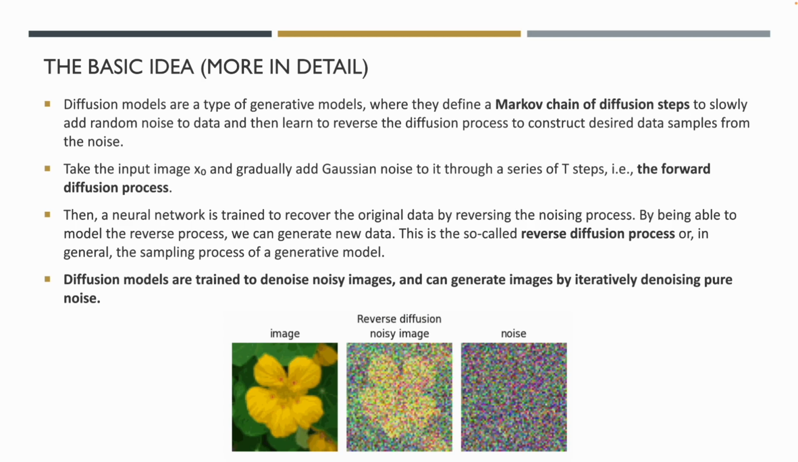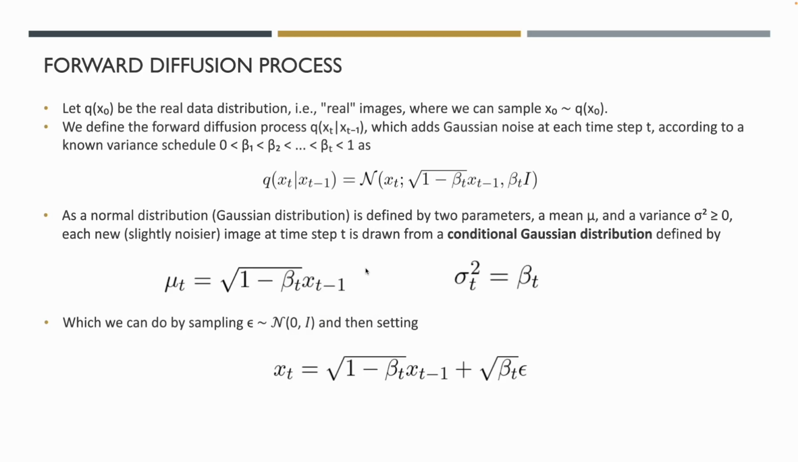Diffusion models are basically trained on noisy images, and therefore they can generate images by iteratively denoising pure noise. As we can see here in the animation, we have the original image and then we add more and more noise in the forward process, and we have then a simple noise of an image, and then we try to reverse the process to recover the original image.